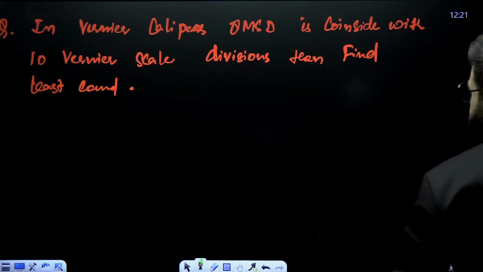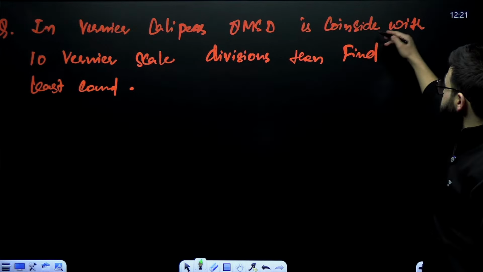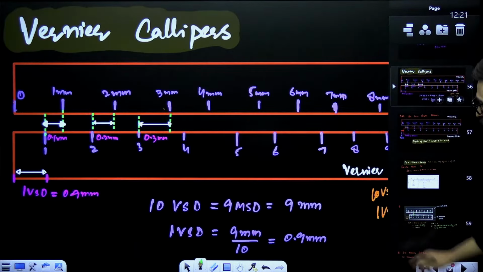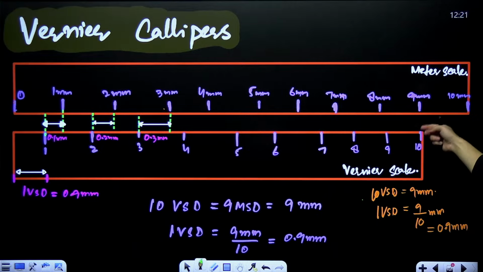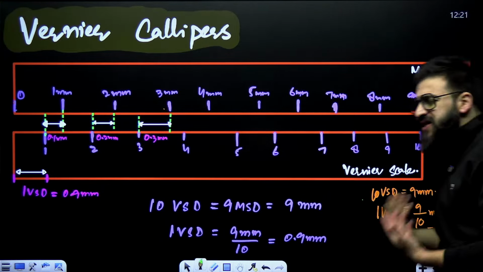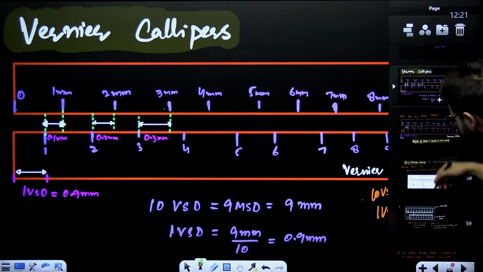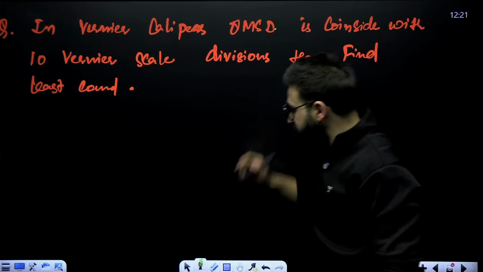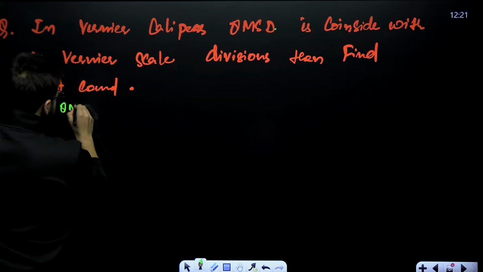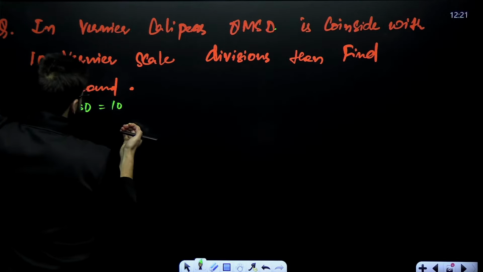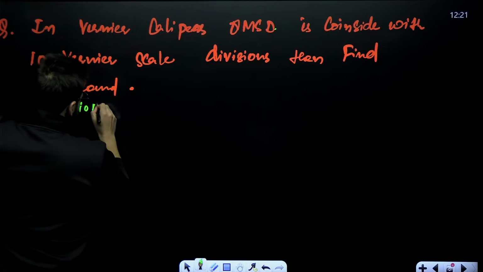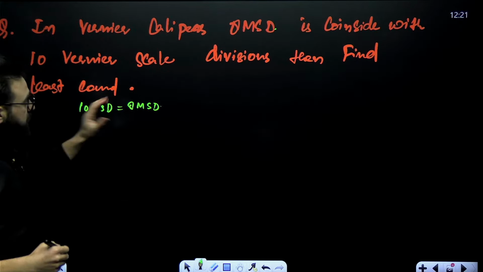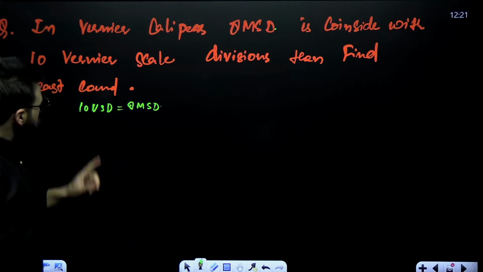Now, guys, in a vernier caliper, 8 main scale divisions coincide with 10 vernier scale divisions. Like in this vernier caliper, I told you 10 VSD is equal to 9 MSD. This is one type of vernier caliper. I want to make another vernier caliper in which 8 main scale divisions is equal to 10 VSD. Over here, we say 8 MSD is equal to 10 VSD, or we can say 10 VSD is equal to 8 MSD. In this particular case, we are supposed to find the least count.